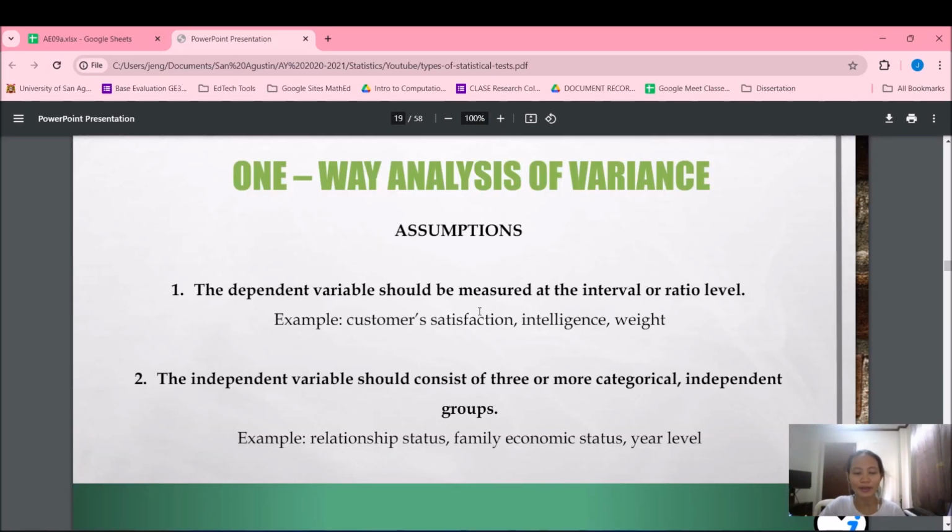So for one-way analysis of variance, most popularly known as ANOVA, the dependent variable should be measured at the interval or ratio level. The independent variable should consist of 3 or more categorical independent groups.